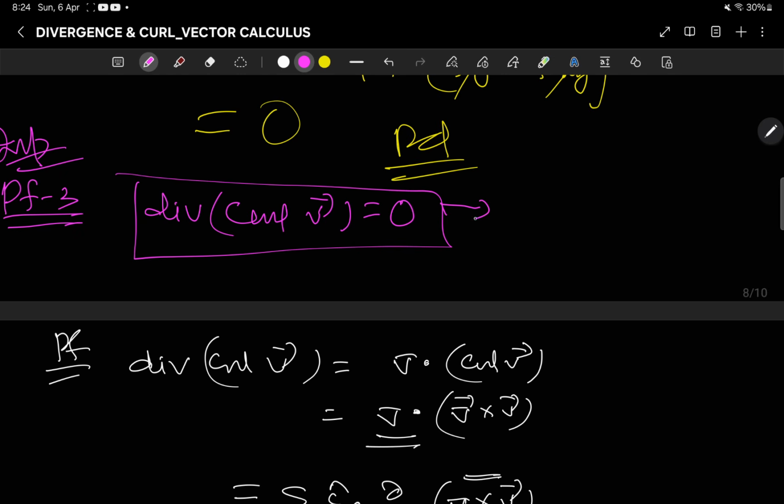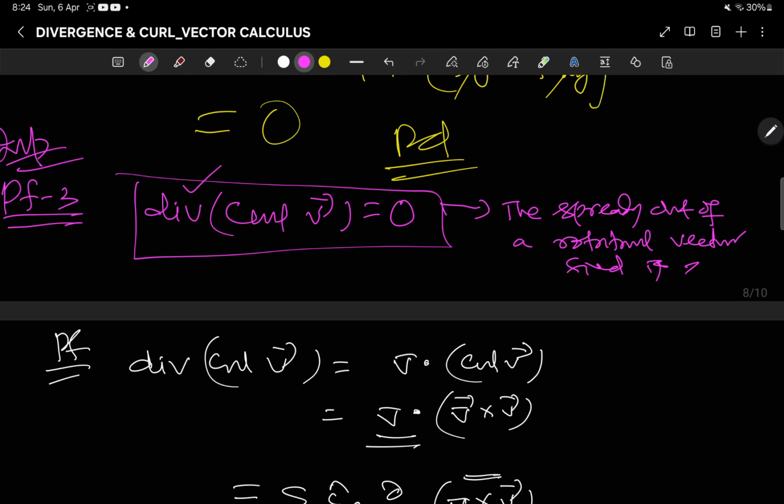So what does it mean? The spreading out, this div, the spreading out of a rotational vector field is 0, right? The spreading out of a vector that is also rotating is 0.